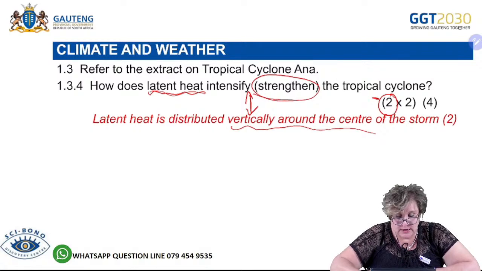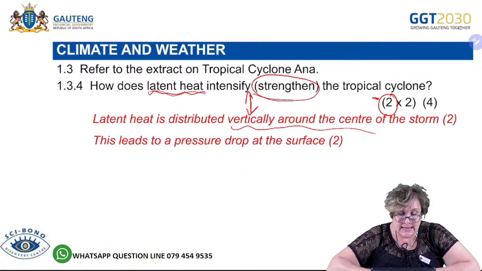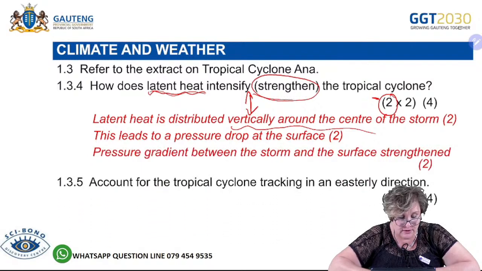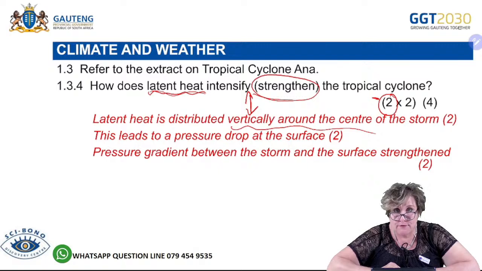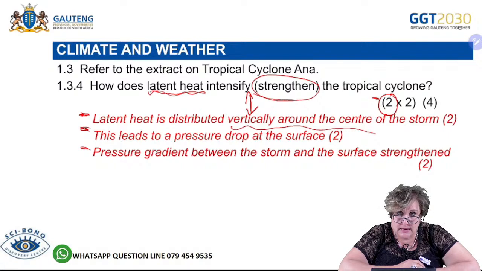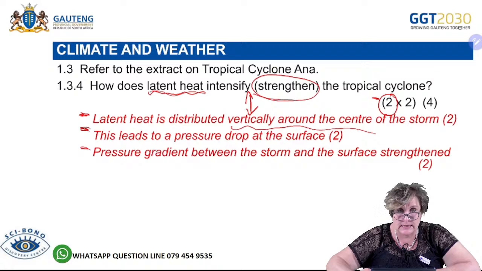For this answer, you will get 2 marks, or this leads to a pressure drop at the surface for another 2 marks, or you can write pressure gradient between the storm and the surface is strengthened, and there you have any one of these 3 options for you. The examiners and the markers will choose any 2 of your answers that can be like this. So I would say this is a bit of a challenging question. So I already have 3 marks out of 15. Let's go on.